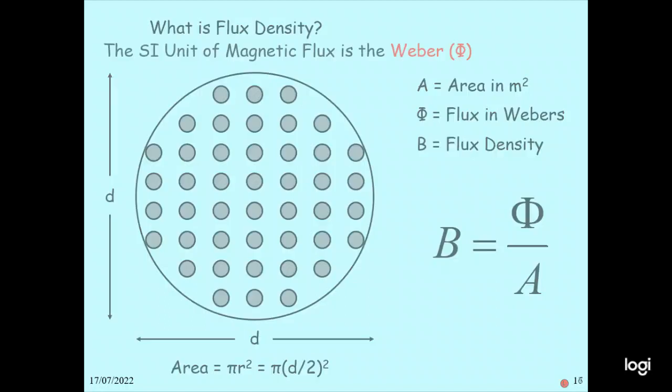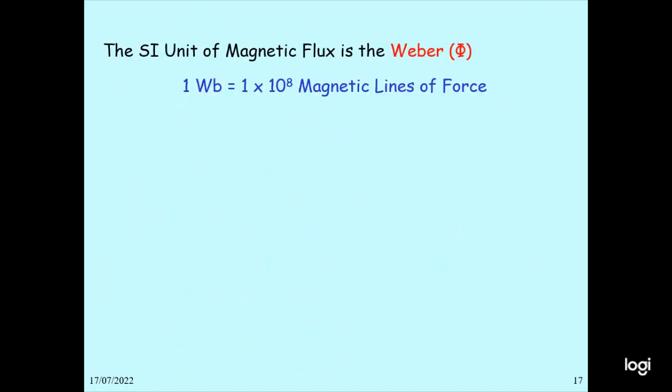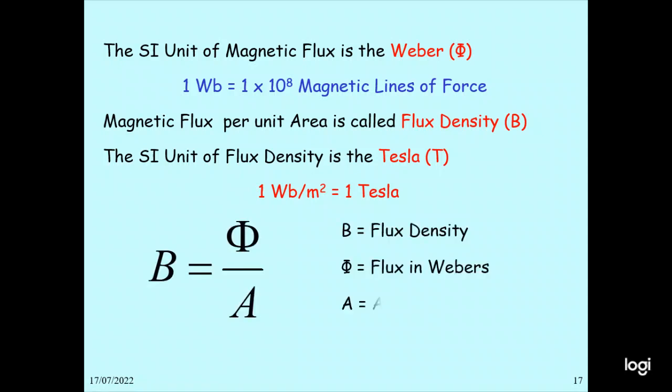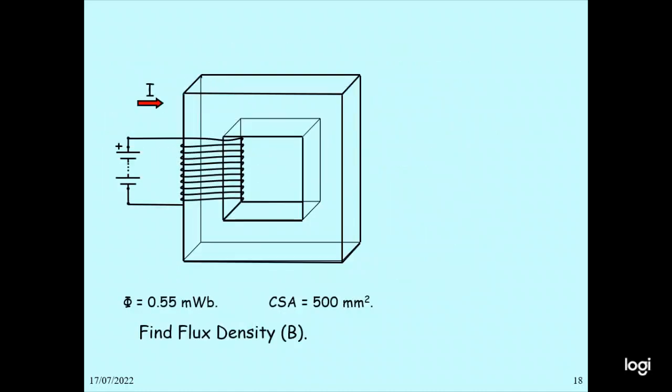The SI unit of magnetic flux is the Weber. So 1 Weber equals 10 power 8 magnetic lines on the pole. Magnetic flux per unit area is the flux density B. The SI unit of flux density is Tesla. So 1 Weber per meter square equals 1 Tesla. So B equals phi by A, where B is the flux density, phi is the flux in Weber, and A is the area in meter square.